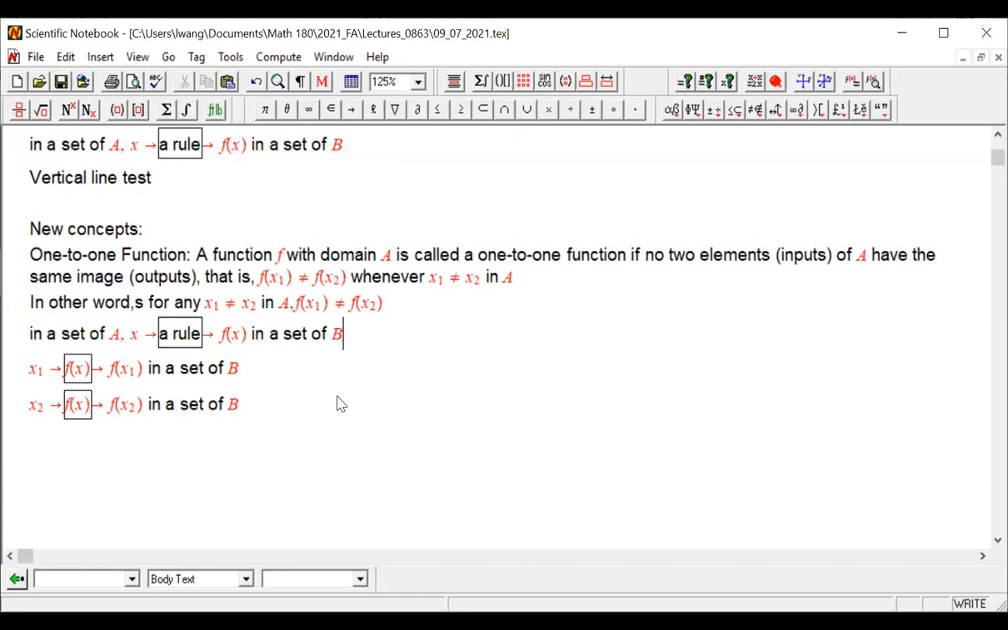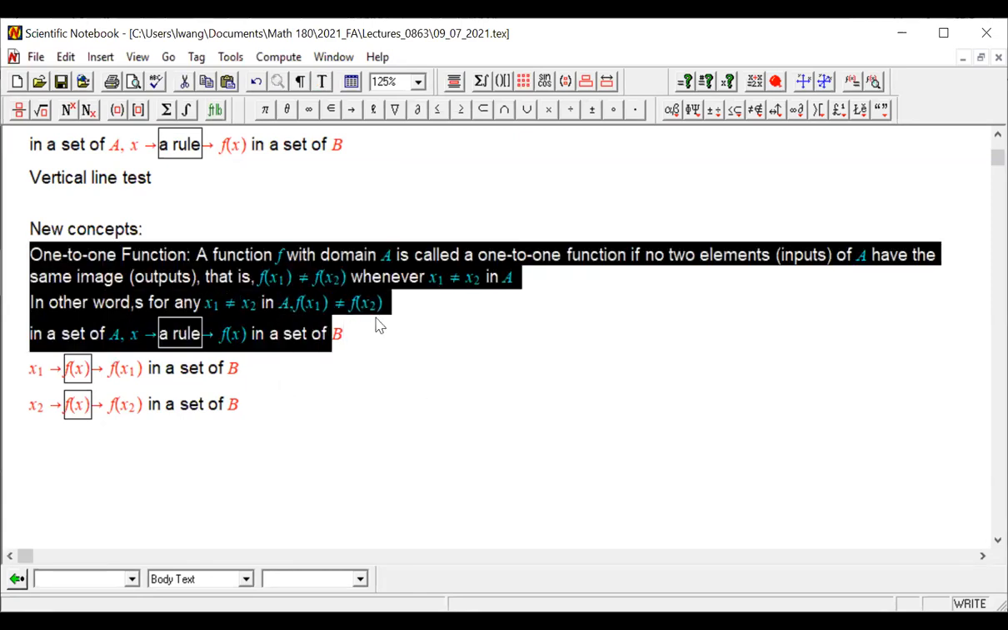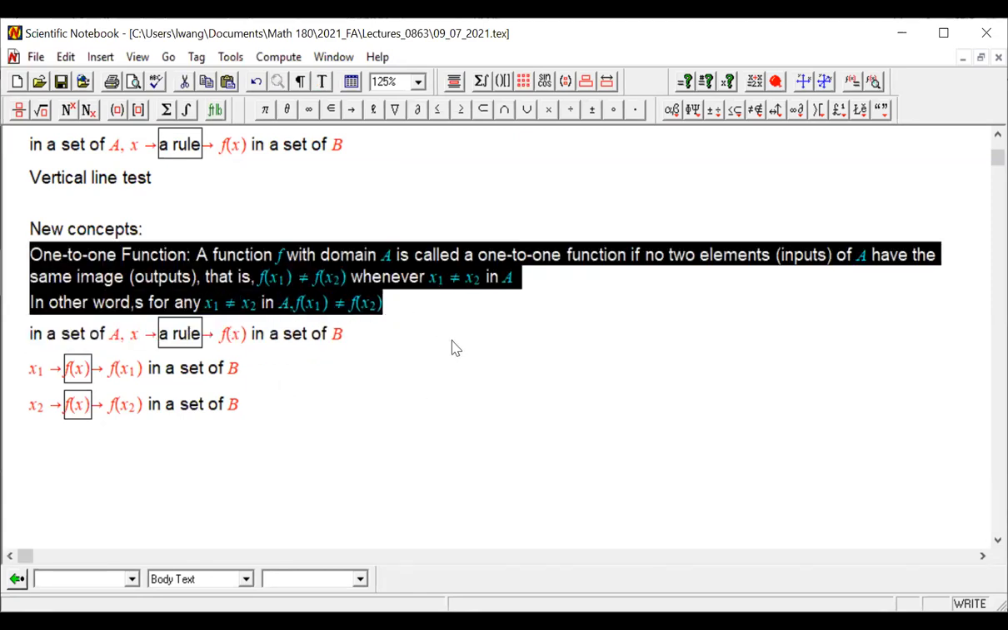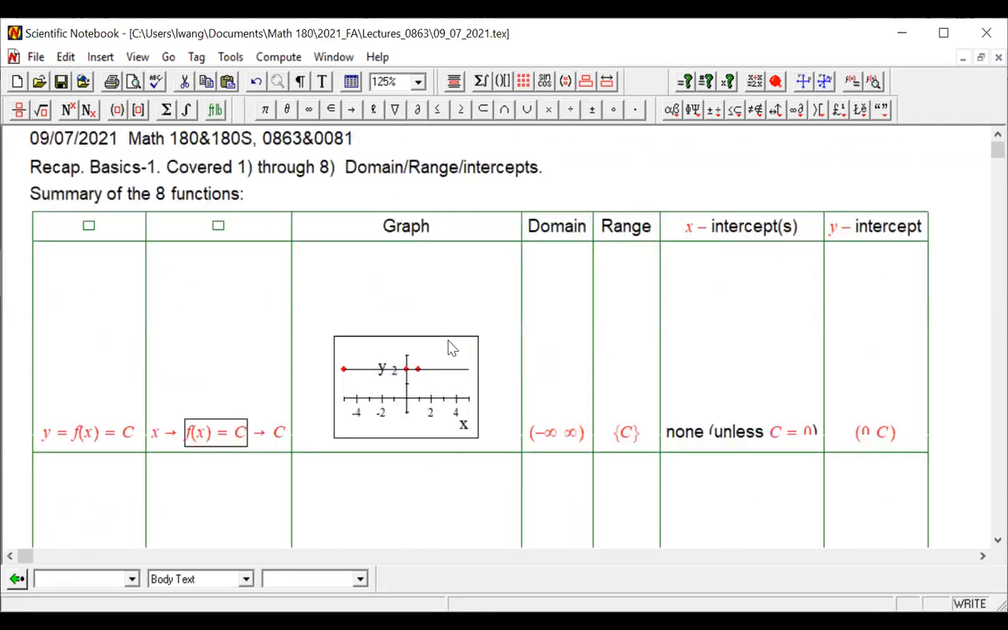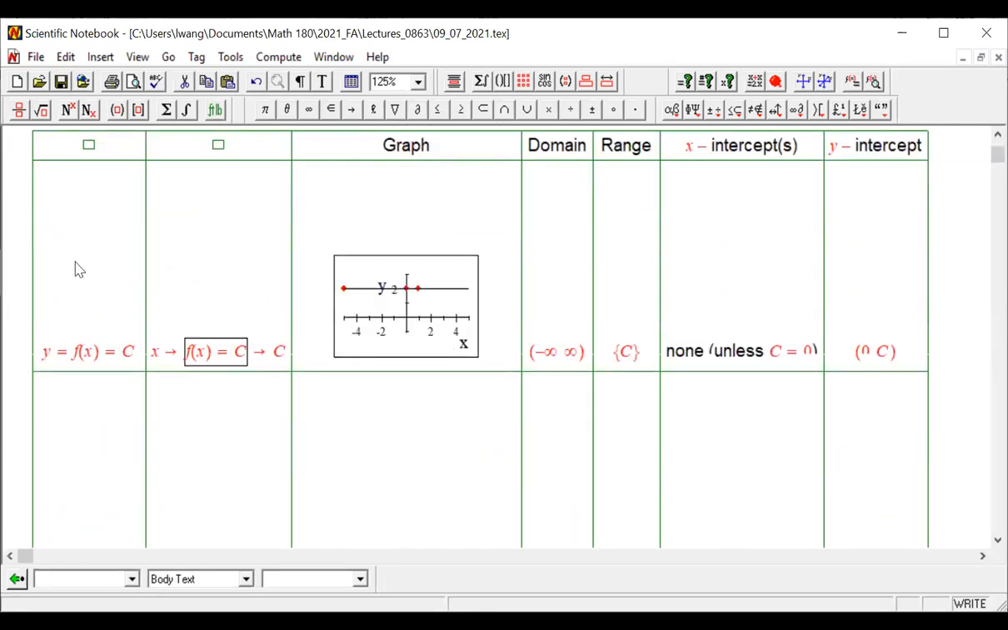Okay, so let's use this definition to examine all of these 8 functions we just studied, right? So obviously this is not a one-to-one. Okay, so I'm going to mark here: this is not one-to-one.